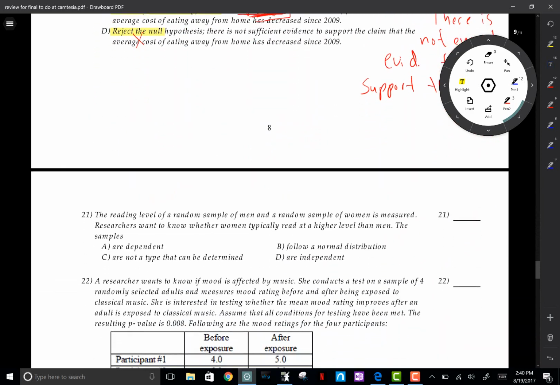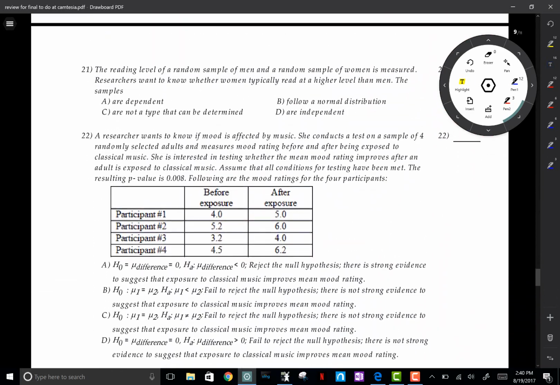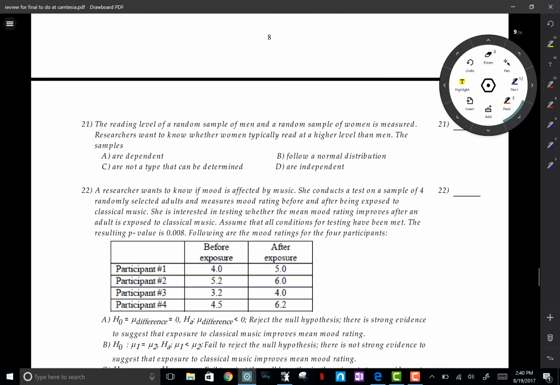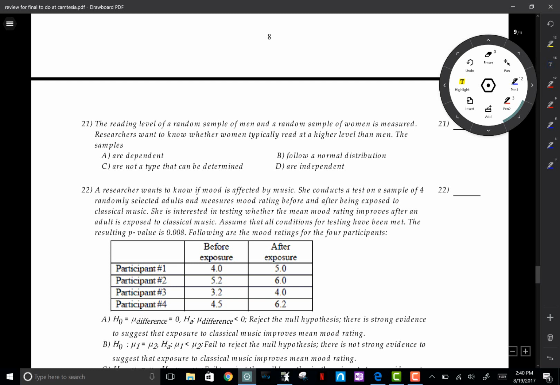Alright, so let's do the final two problems. So 21. Number 21 says the reading level of a random sample of men and a random sample of women is measured. Researchers want to know whether women typically read at a higher level than men. For number 21, all we want to figure out is if the data set is independent or dependent. Independent just means that one subject is not going to influence the other subject. Dependent means that one subject will influence the other subject.